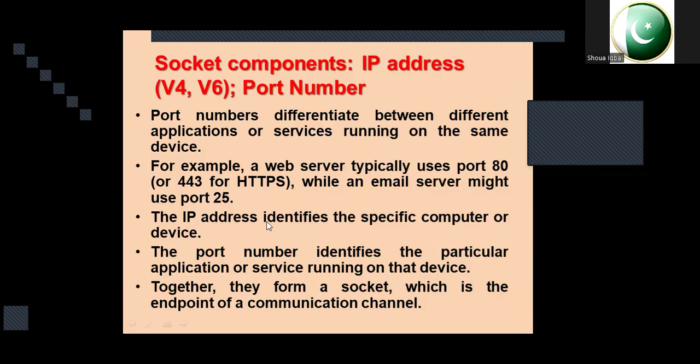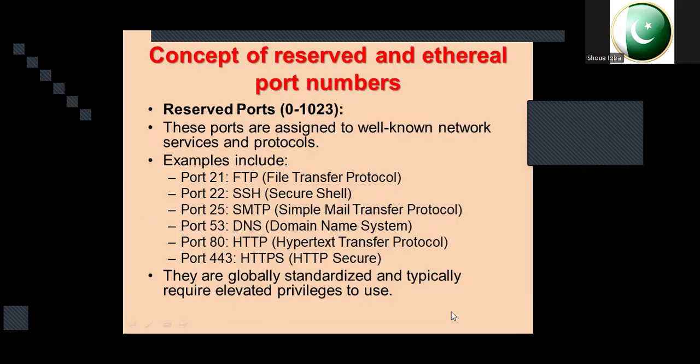The IP address identifies a specific computer or device that is being used for the communication. The port number identifies a particular application or service running on that device. That is the difference between the identification of an IP address and the port number. You must remember it. Together they form a socket, which is the endpoint of the communication channel.